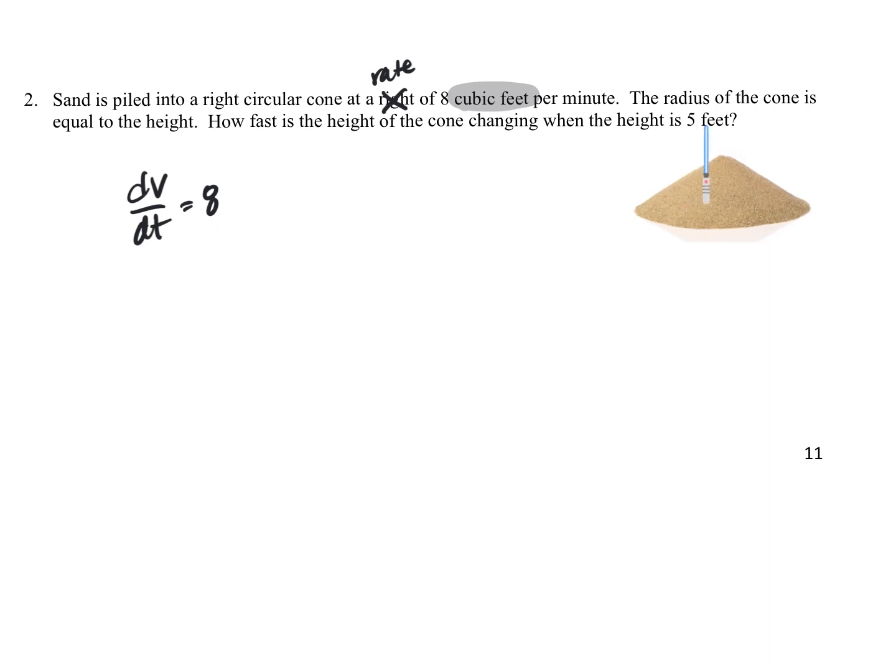The radius is equal to the height. You cool if I just say R is H? Yes. I don't really know what else to do with that. Then it says, how fast is the height changing? Do I want H or do I want dH/dt? How fast? You want dH/dt.